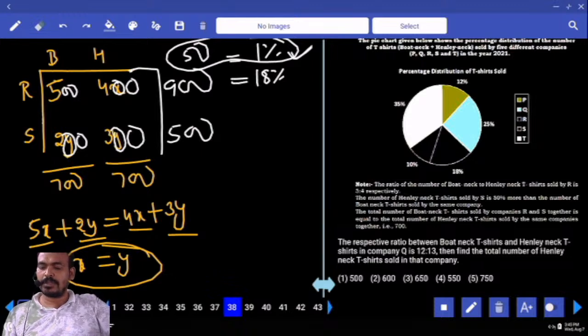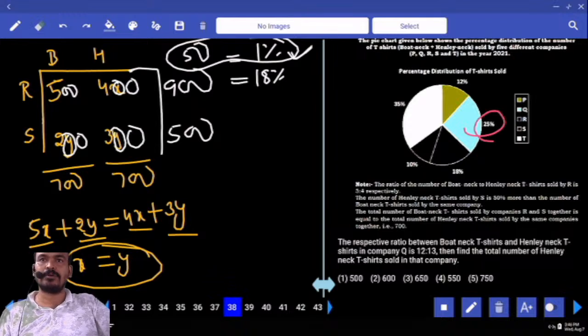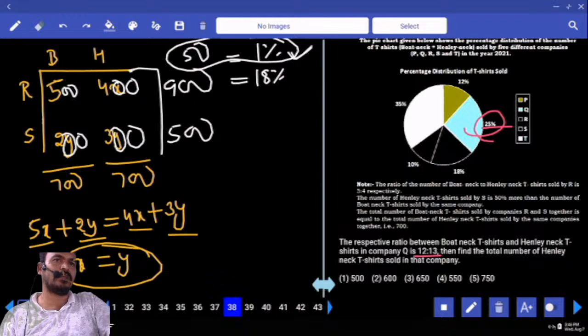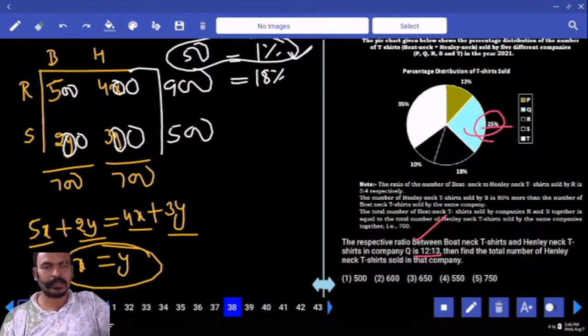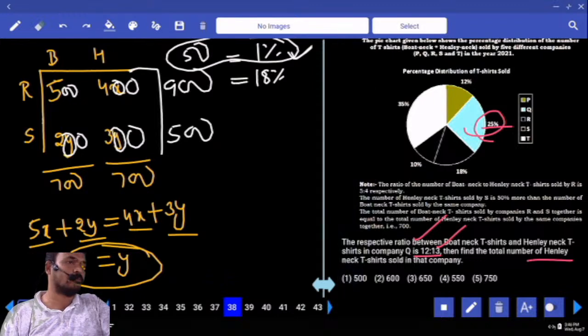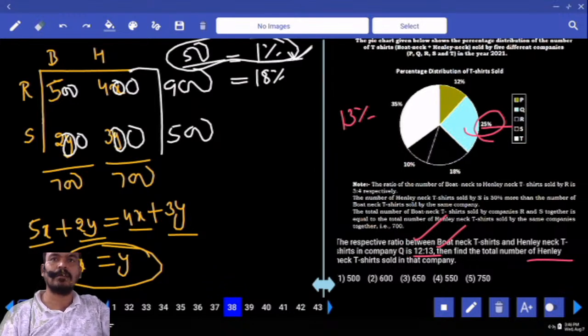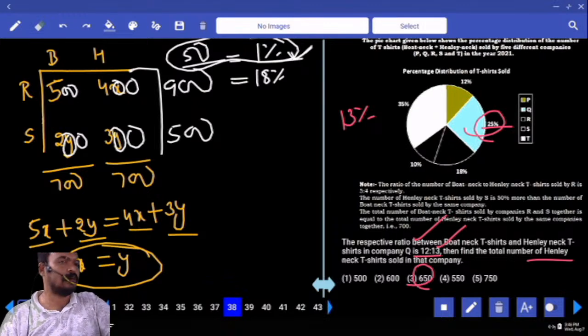Next, question number 38. The respective ratio between the boat neck t-shirts and V-neck t-shirts in company Q is 12:13. Find the total number of V-neck t-shirts sold in that company. What is the company Q percent? 25%. That is split into which ratio? 12:13. Together how many parts? 25 parts, 25 parts is 25%. Then every one part is 1%. 12 parts is 12%, 13 parts is 13%. But we require V-neck or boat neck? V-neck. V-neck is how much percent? 13%. What is the 1% value? 50. 13% is 650.